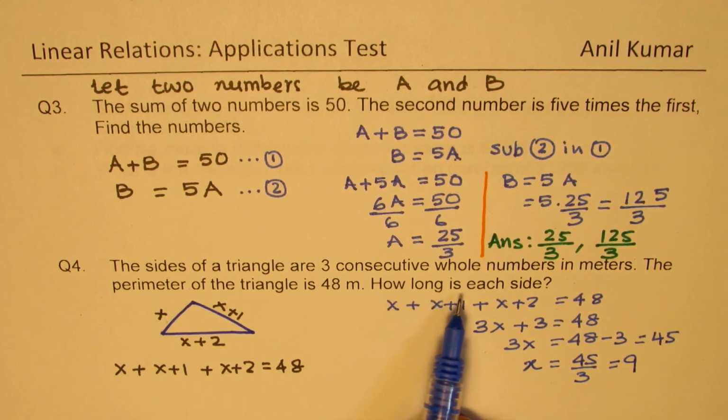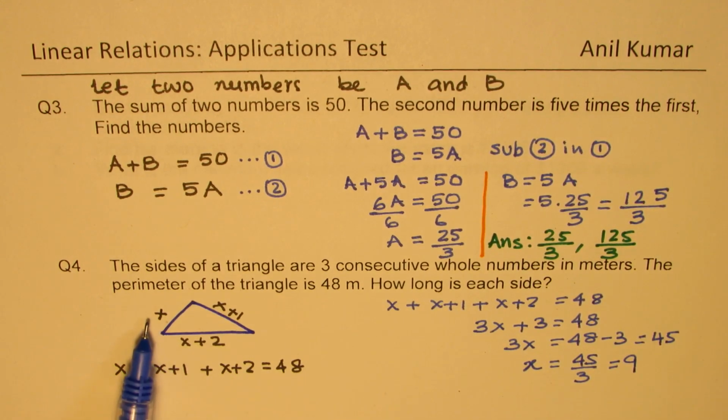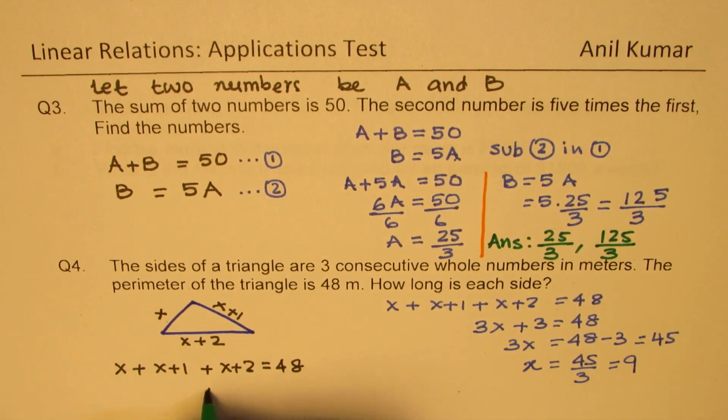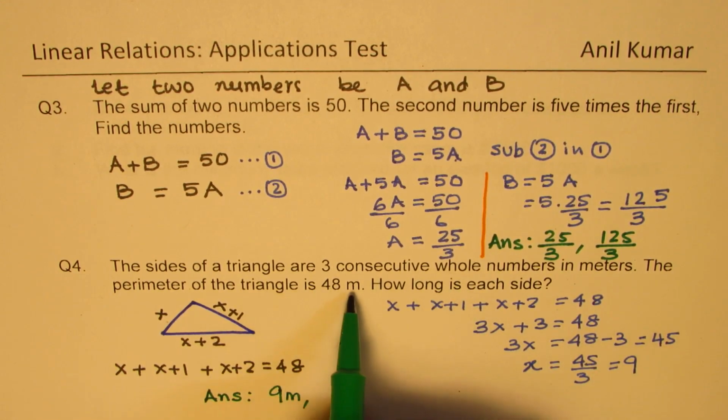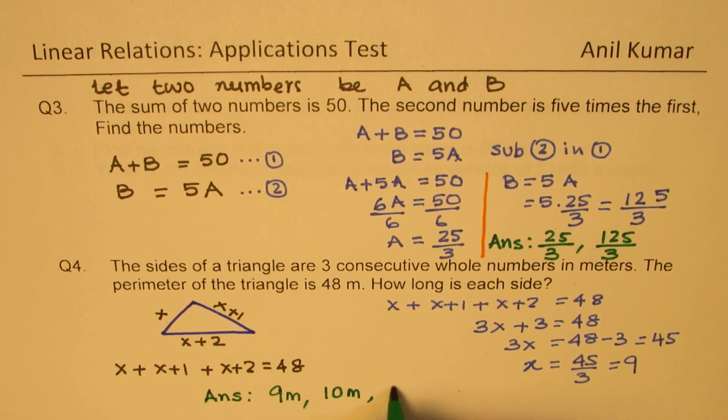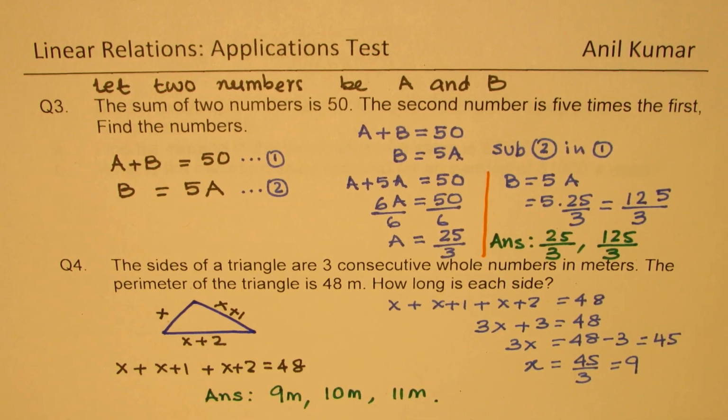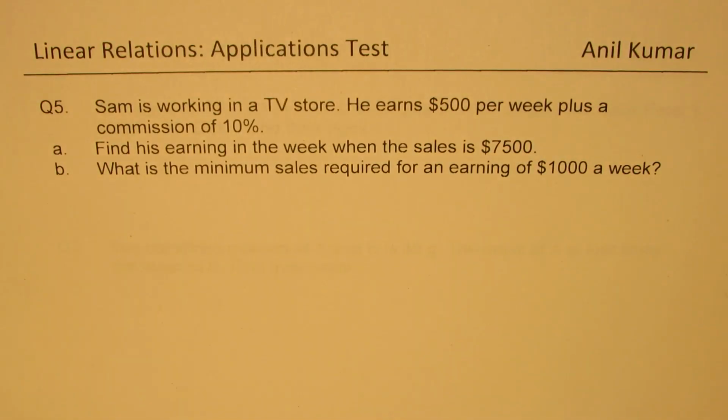It says how long is each side, right? So one side is 9, right? So our answer this time will be, we have side lengths as 9 meters. The units are in meters, right? So it is important to write the units. 10 meters and 11 meters. Does it make sense to you? So when you write down the answer, include the units. So I hope that makes sense, correct? Now follow this strategy and try to answer the next question, which is slightly difficult.